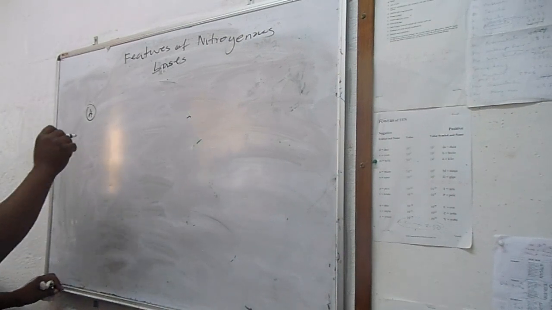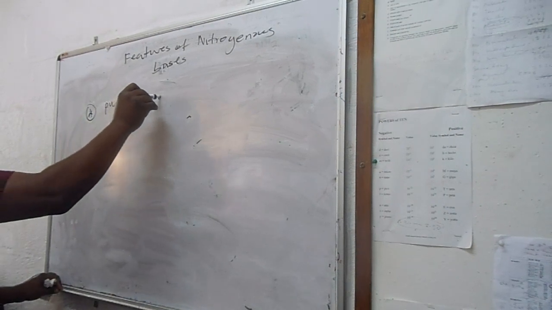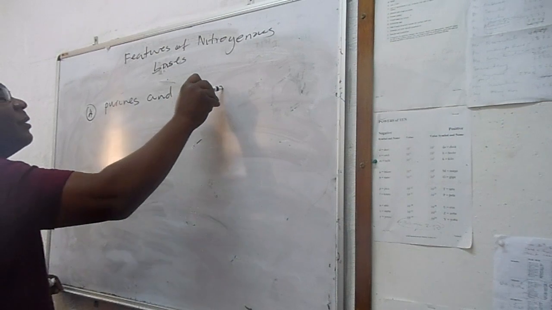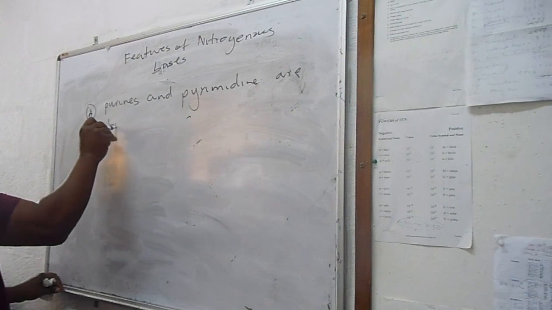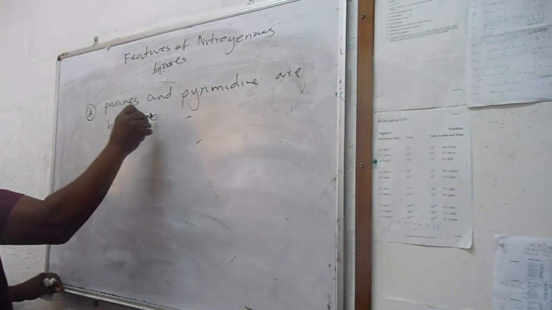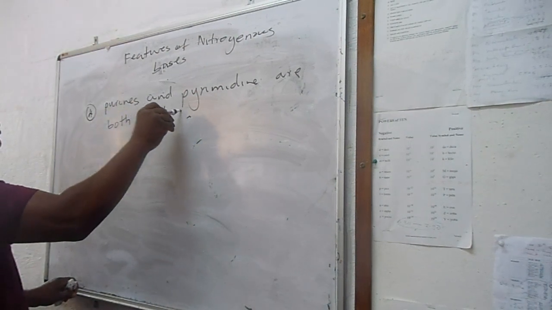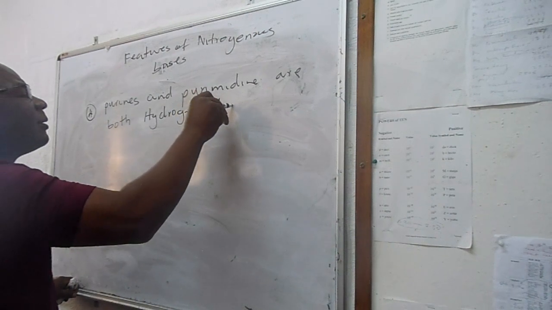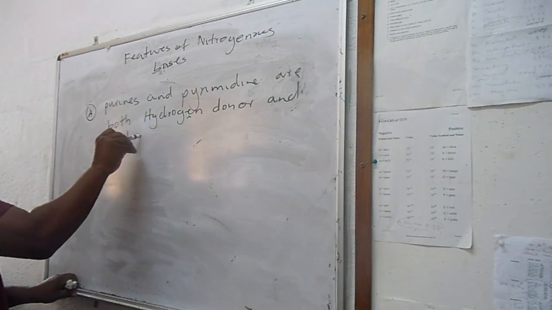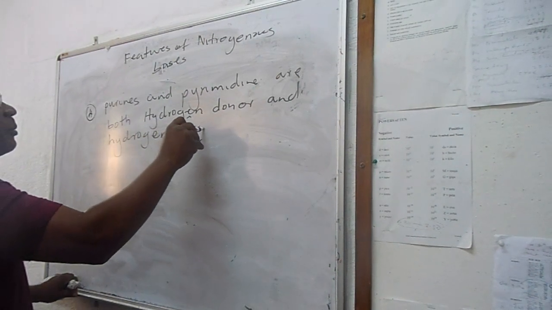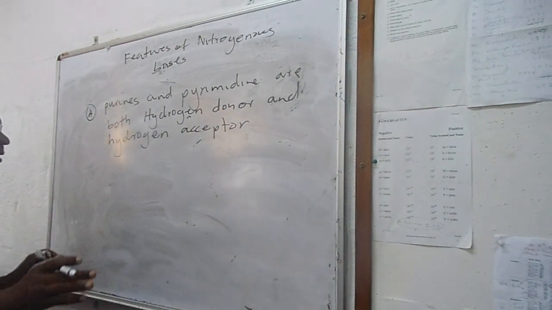But also what we see is that both purines and pyrimidines are both hydrogen donors and hydrogen acceptors. This is very important. Okay, I'll just give one example. The rest is the same.